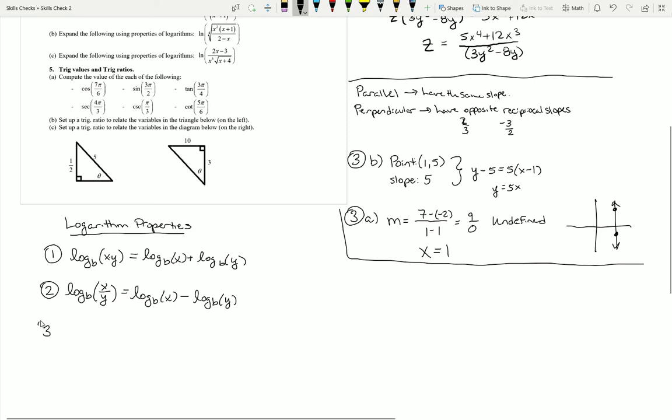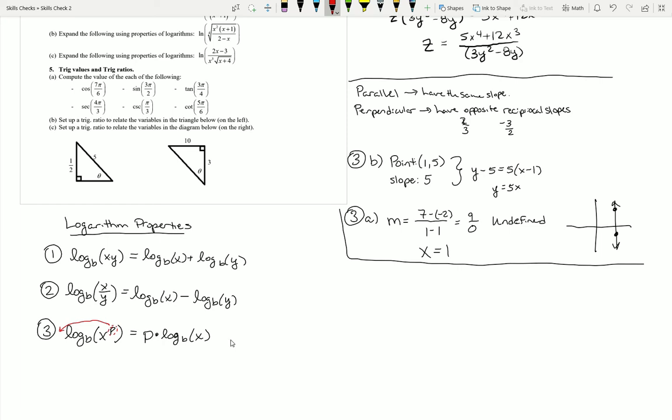Property number 3 for logarithms tells us how we might simplify when I have an input raised to a power. So I'm going to put a p up there for a power. This is a really interesting property because it allows me to take this exponent of p and put it as a coefficient of the logarithm, and just leave x by itself to the first power on the inside. It's almost like I've taken this power of p and dragged it down to the front. This is commonly referred to as the power rule for logarithms.